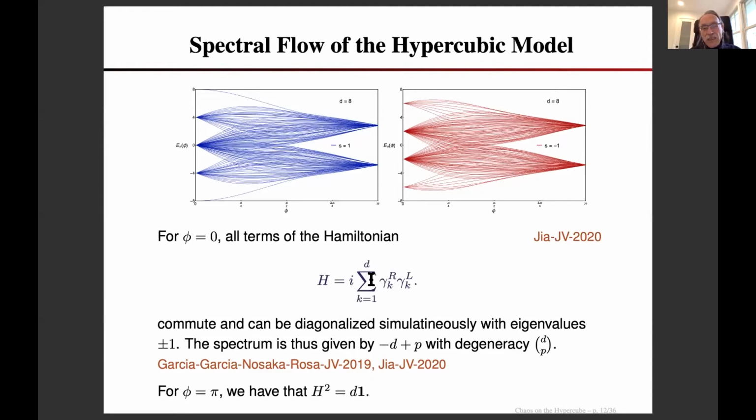That means each term, they all commute, these terms commute with each other, which means that they can be diagonalized simultaneously. And they have the squares, of course, 1 of each of the terms. So the eigenvalues of each term are plus or minus 1. And that means that the spectrum is given by minus d plus p, and the binomial factor d over p. And that is what you see. So the ground state is non-degenerate. Then the next state is d over 1.